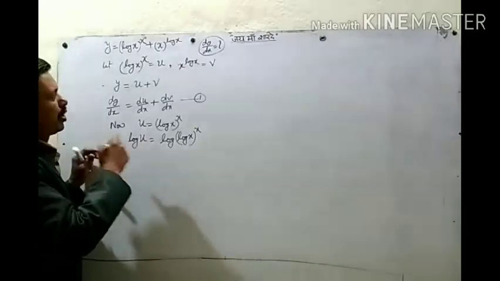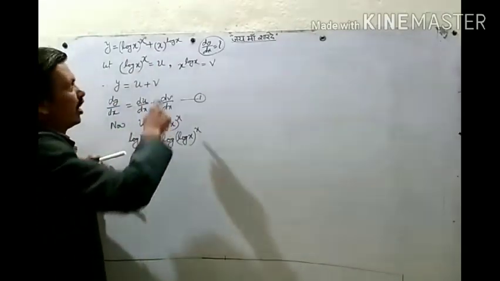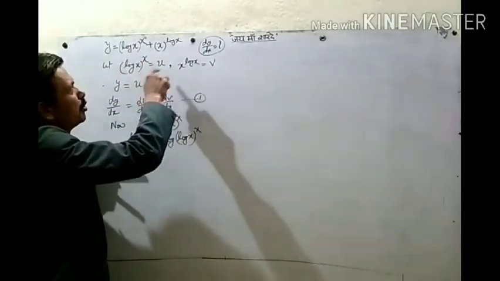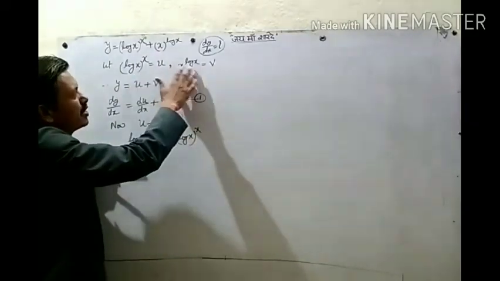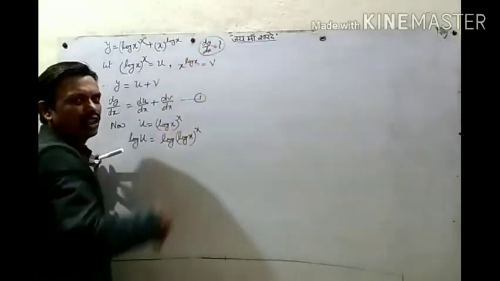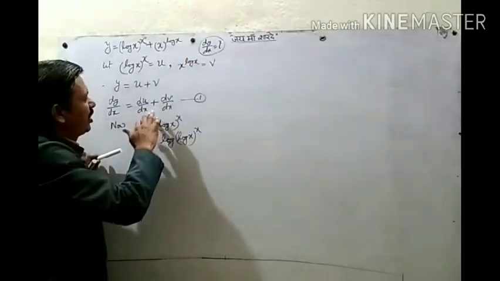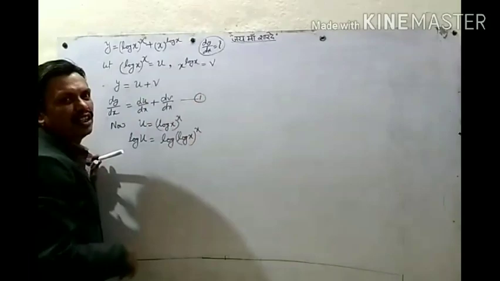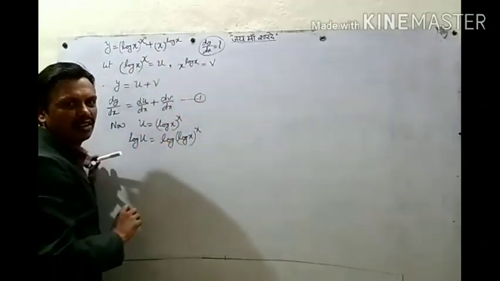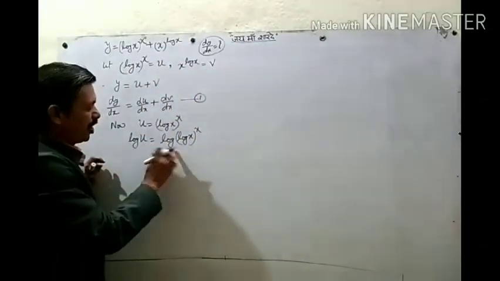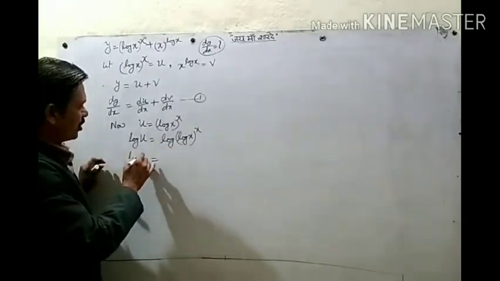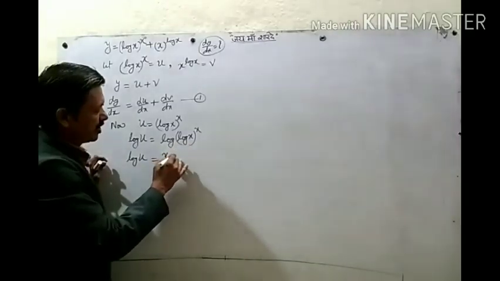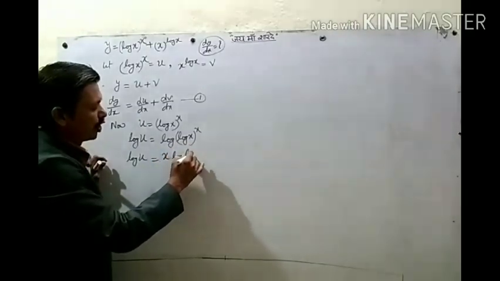One thing to remember: when y is given in two terms, and in any one or in both, base and power are both functions of x, then first suppose the two terms are two variables, u and v, or p and q, and then find their derivatives separately. So now when we take log we get this. Applying the property of log, log u as it is, and here we get x into log of log x.